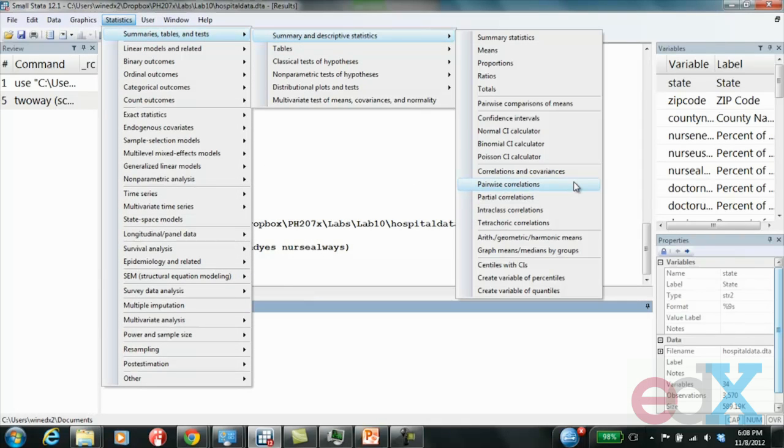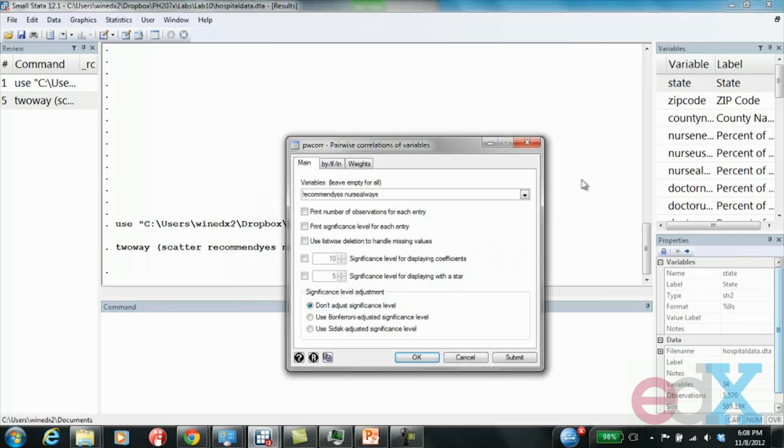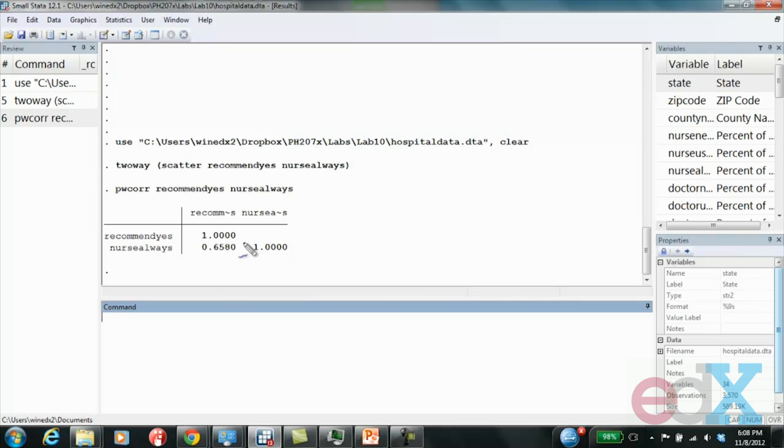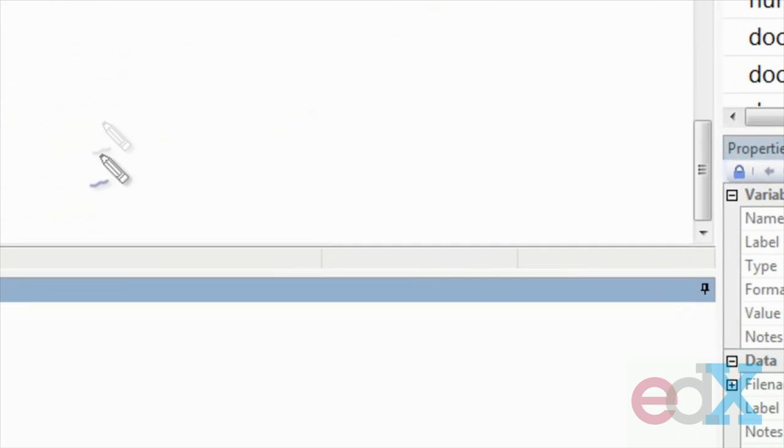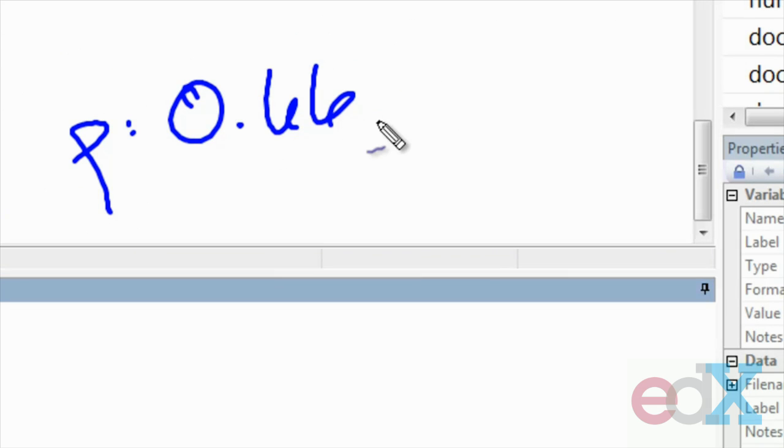Recall that to calculate the correlation coefficient, we go Statistics, Summaries, Tables, and Tests, Summary and Descriptive Statistics, and click on Pairwise Correlations. The variables I'm interested in are recommend yes and nurse always, so I plug those into the variables window and hit OK. I find that the correlation between these two variables is 0.66. So it does appear that they are positively correlated.